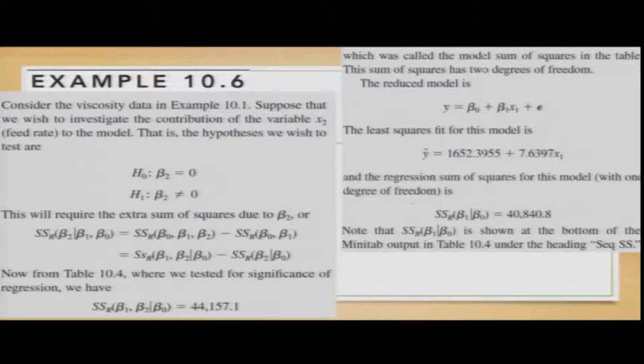The regression sum of the squares of this model is given by the sum of the squares of beta 1 given beta naught, which comes out to be 40,840. Note that this value is shown at the bottom of the output, depending on the way you have mentioned them. Obviously, it can be the sum of the squares of beta 2 given beta naught also, depending on how you partition the effects of r and n minus k.